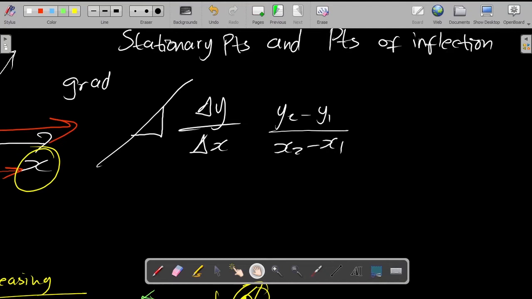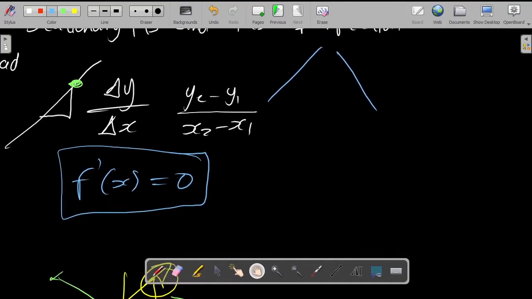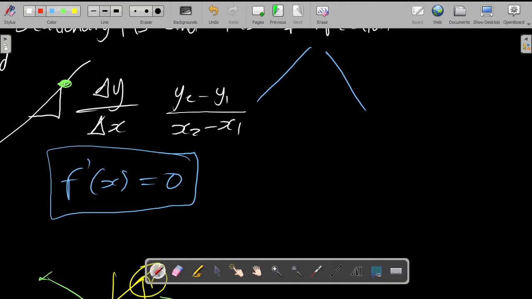Now back to the gradient. The gradient is the rate of change. If you use the derivative, you're finding the instantaneous rate of change, which is the change at a particular point of a graph, right? Now we know that it can be increasing or decreasing, but what if you find that the derivative gives you a value of 0? What is a gradient of 0?